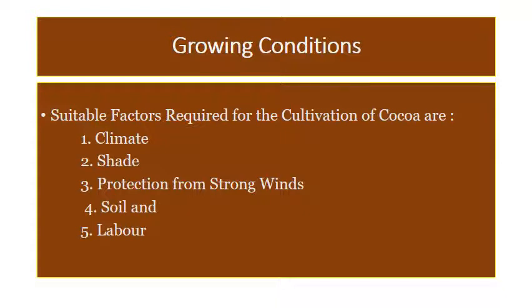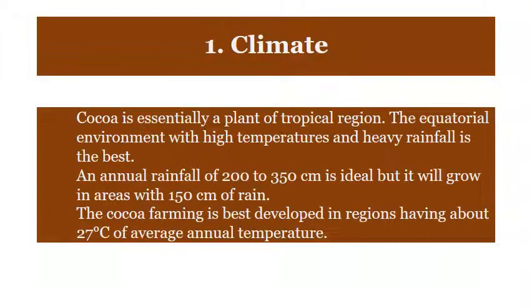Growing conditions. The ideal conditions for growing cacao trees are found in the equatorial region. Suitable factors required for the cultivation of cocoa are climate, shade, protection from strong winds, soil, and labor.